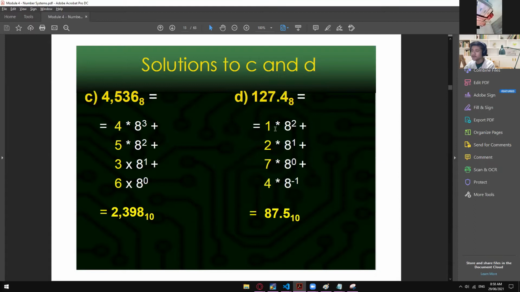The same concept, it's just a different number. So 1, 2, 7, and then 4. Starting from 7, it's 0, 1, and then 2. And for 4, of course, it's negative 1. Our multiplier is 8 because that's the base of this number system. Then just add everything and you will get 87.5. Please verify, is this correct?